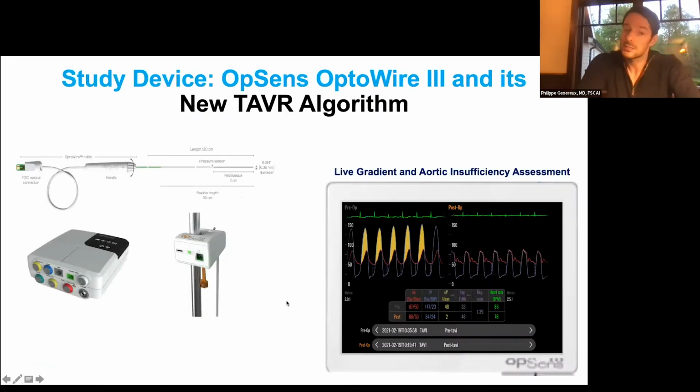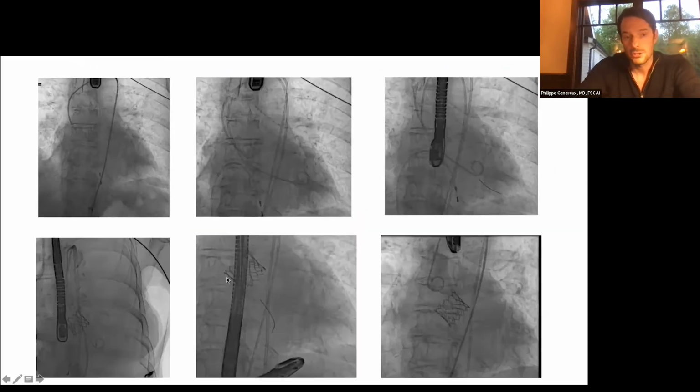So this is actually the setup. We use the regular 014 OpSens wire with one optical sensor, from Fiedler. And this is the screen that we have. It's very exciting. This new console, dedicated to aortic stenosis, has live monitoring of the gradient during the case and after, obviously, and also some metrics of measurement for aortic insufficiency.